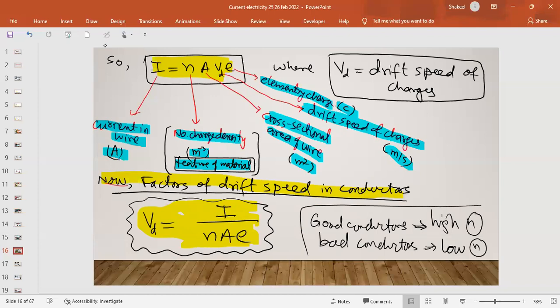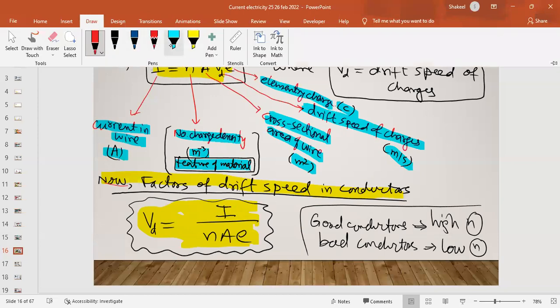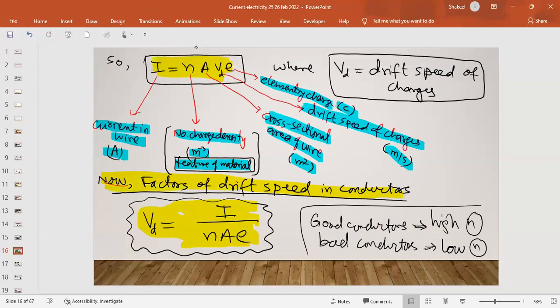So now what are the questions? The questions actually come from the drift speed. So what we do is we have to look for the factors of the drift speed in the conductors, that is, how you can decrease or increase the drift speed. For drift speed, let me give you an example.